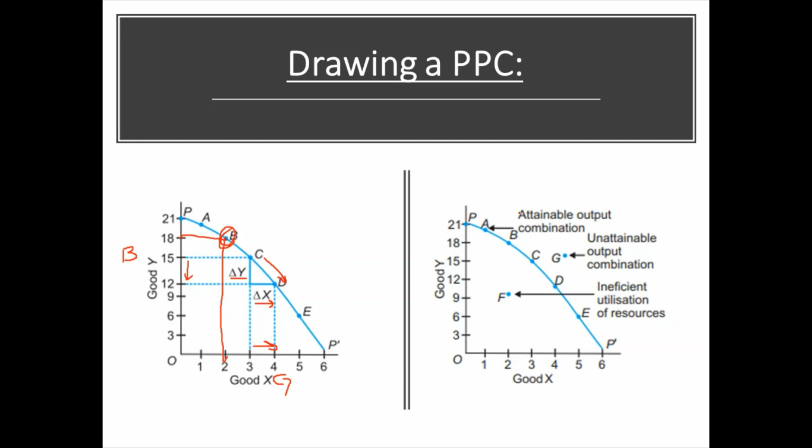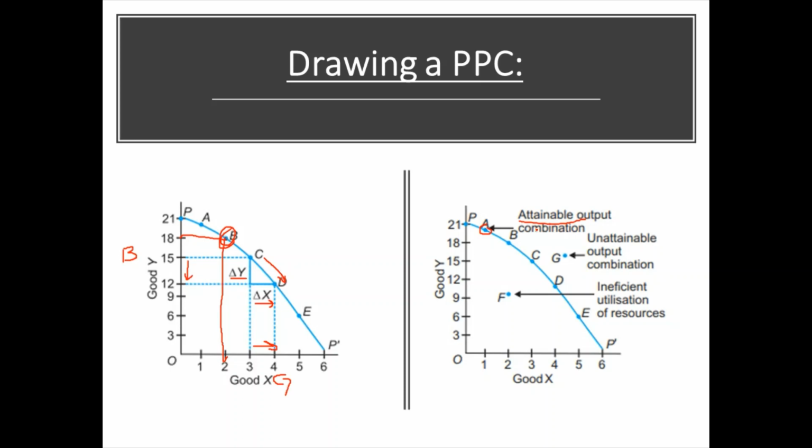Now on the right side, you can see that I have marked some points inside the curve and outside the curve. So we'll first start with point A. Now this point A is the attainable output for us. Why? Because it lies on the production possibility curve. So any point that is lying on the production possibility curve is attainable for the economy.